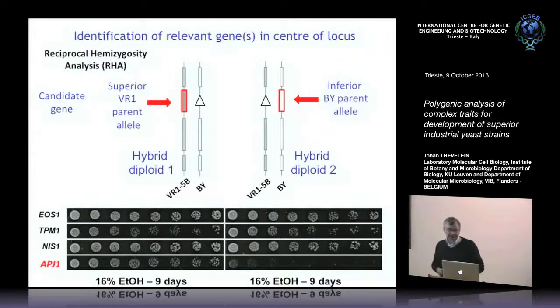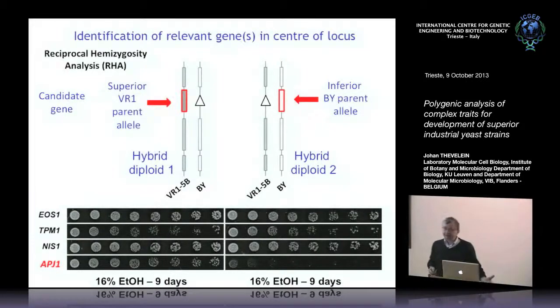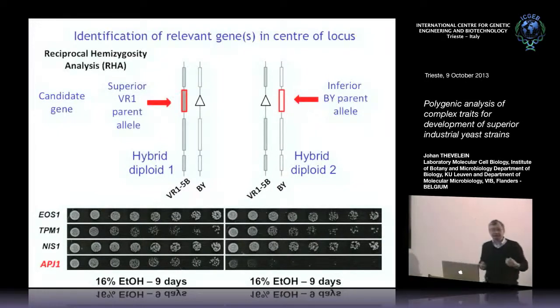And we have confirmed that in different other ways. Actually, the biochemical activity of APJ1, it's a putative co-chaperone. But what was very remarkable is that this allele has a lower expression than the allele of the inferior strain. So it's a negative element for ethanol tolerance. And when the expression is lower, then you have higher ethanol tolerance.